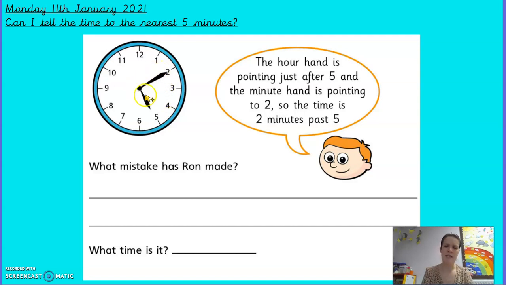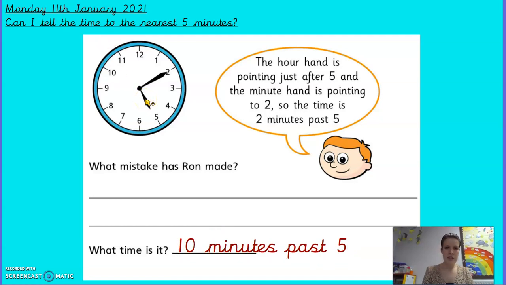So he's saying our minute hand is pointing to the 2. And he said it's 2 minutes past 5. Well, actually, it is 10 past 5. Because remember, when we get to the 2, we count in multiples of 5. So it's 5, 10 minutes past 5. So I'm just going to write 10 minutes past 5 here for you, so I don't forget the time.